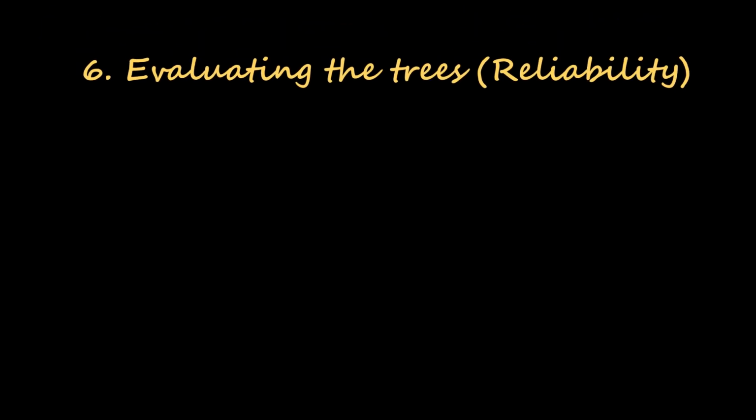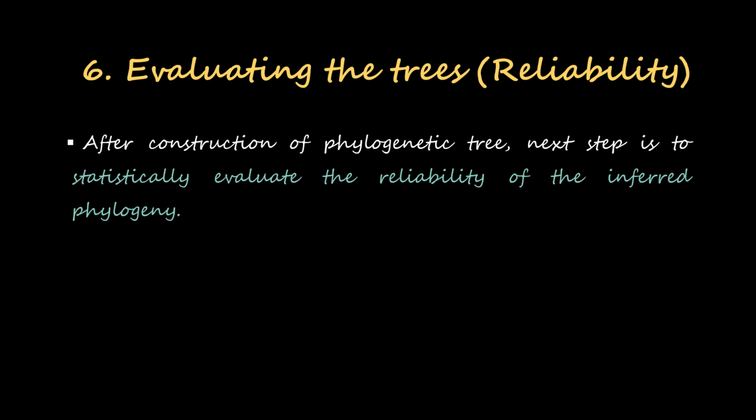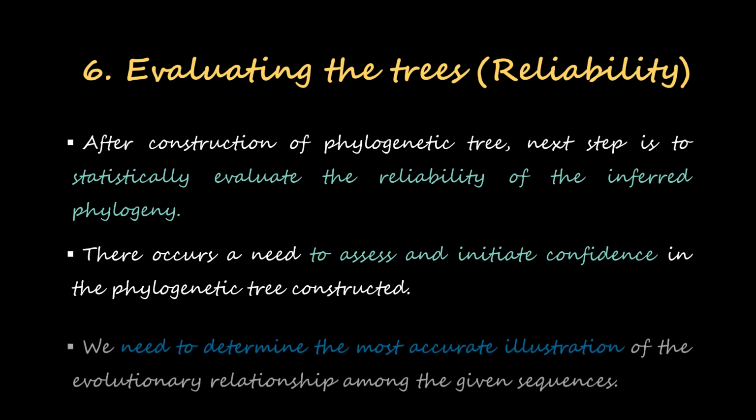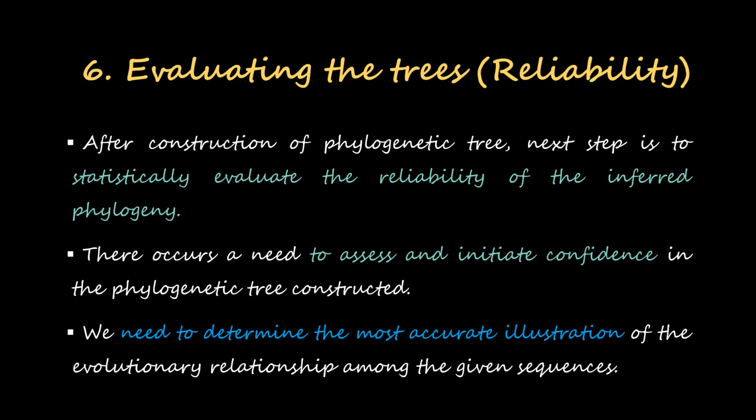Sixth is evaluating the trees, that is reliability. How reliable is the tree we have formed? So after construction of phylogenetic tree, the next step is to statistically evaluate the reliability of the inferred phylogeny. There is a need to assess and establish confidence in the phylogenetic tree constructed, and there are certain methods for that which we will study later. We need to determine the most accurate illustration of the evolutionary relationship among the given sequences.